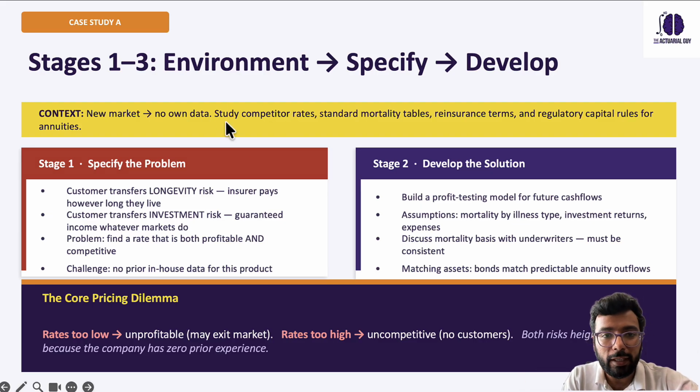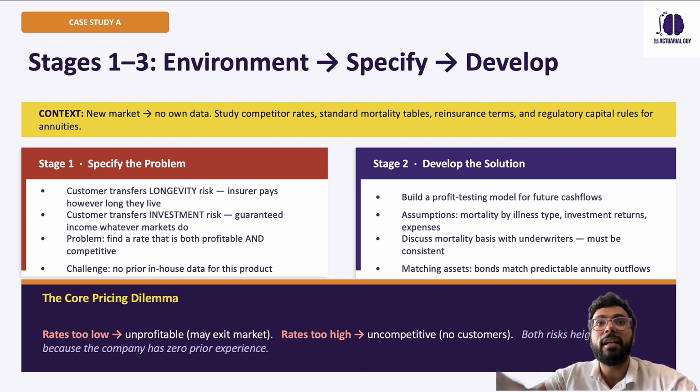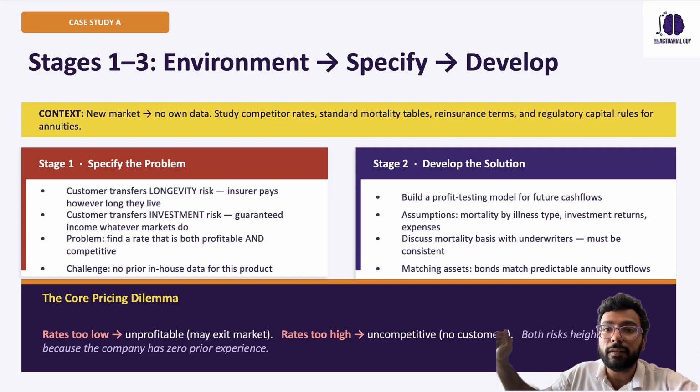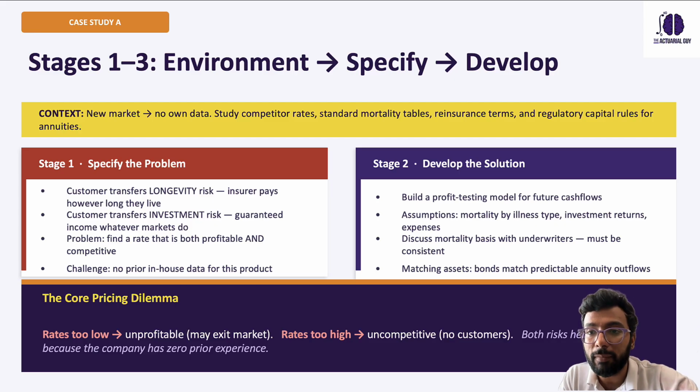You will have to study the competitor rates. What rates are they offering for a given level of premium for the annuities? You would have the standard mortality tables available in the industry that would set your context. So this is all a part of your commercial and economic environment. You would have to check the reinsurance terms that are available, so you do not end up taking excessive risk, and whether reinsurance is even feasible, and what reinsurance rates are, so that you can incorporate that into your premium.